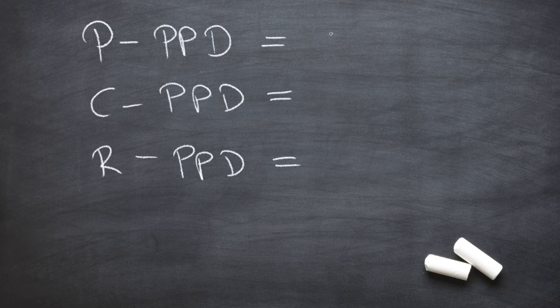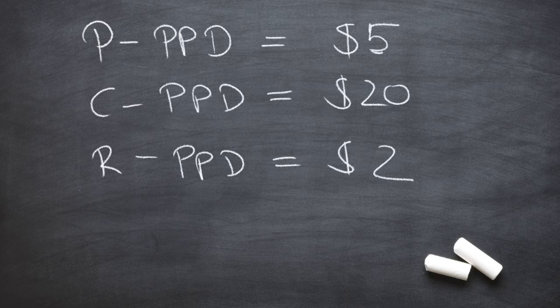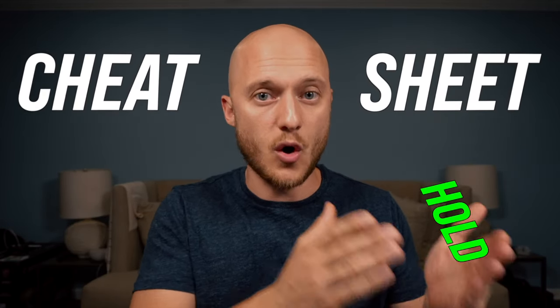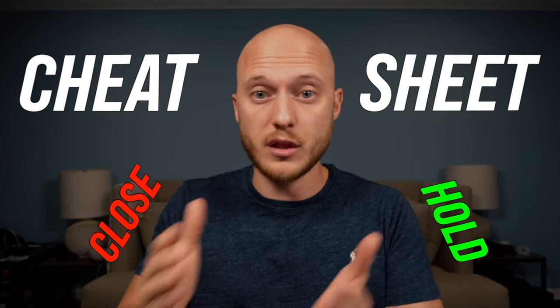The remaining PPD is basically for the next 25 days to get the 100% of this premium, I will get $2 every single day if NEO trades below 50. All right, now I have all these numbers. What am I gonna do with those? I'm gonna tell you. So as soon as you know all these numbers, you can take a look at the cheat sheet and then decide if you wanna hold or close the position.